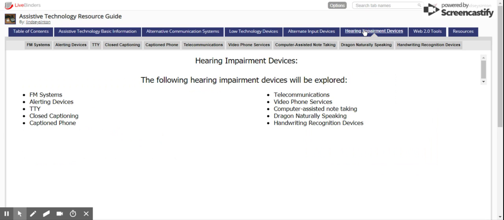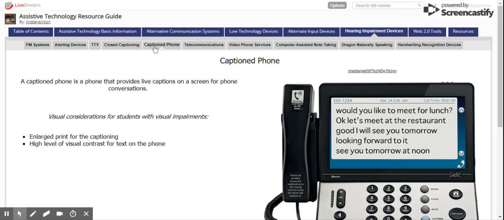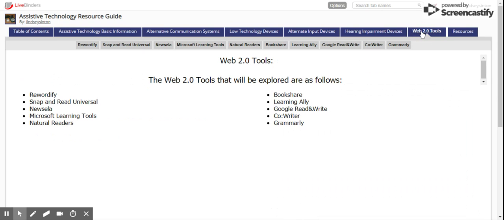And then again, with the hearing impairment devices, I included 10 devices underneath here. Some things I included were the FM systems, closed captioning, video phone services, Dragon Naturally Speaking, and then if you were to look at one specific one, you have your short description, the visual considerations, and the picture. And again, some of these have more visual considerations than others. It just depended on the device and the different things that you looked at.